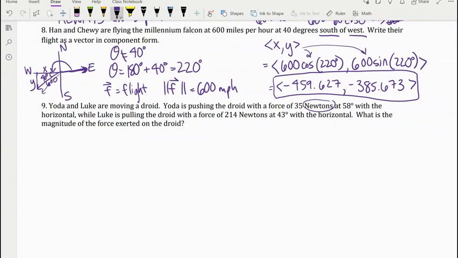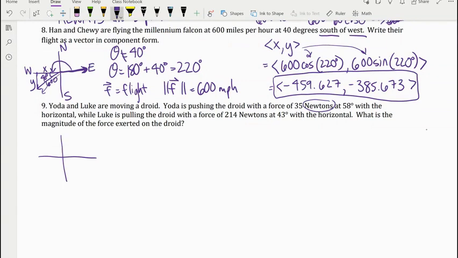While Luke is pulling the droid with a force of 214 newtons at 43 degrees with the horizontal. What is the magnitude of the force exerted on the droid? Okay, so let's draw pictures. Just draw two different pictures. Draw one for Yoda, draw one for Luke.